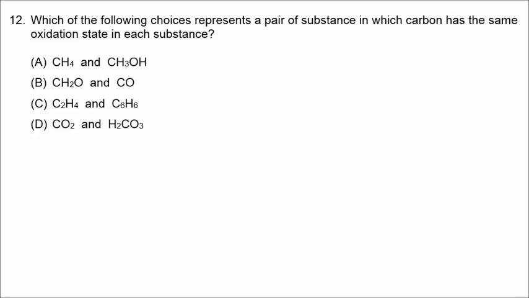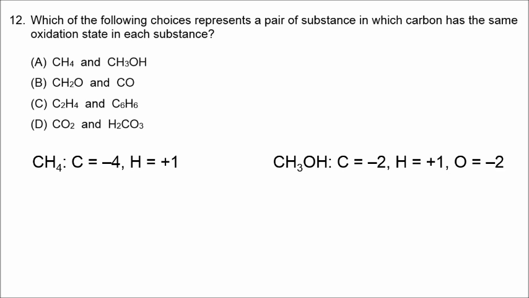Number 12 can be a problem you'll see on the real quiz. So you should be able to comfortably assign oxidation numbers for all of the elements in a particular compound. So it's a good skill to practice, assigning oxidation numbers. Let's go ahead and start with choice A. Carbon's -4, hydrogen is +1. For CH3OH, carbon now becomes -2.